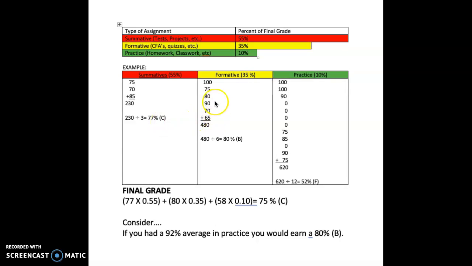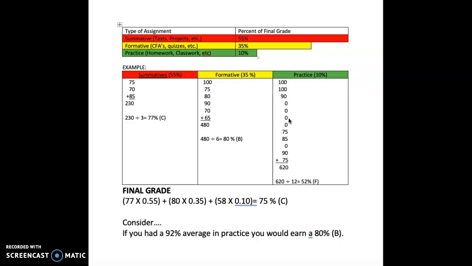Now looking at the formatives, there were 6 opportunities for formatives, things like quizzes and CFAs. This student earned an 80% on the formatives. Finally, taking a look at the practice column, for the sake of this example, we took into consideration a student that in part of the quarter had a little bit of difficulty with completion of their practice items. In this case, these zeros represent missing assignments.